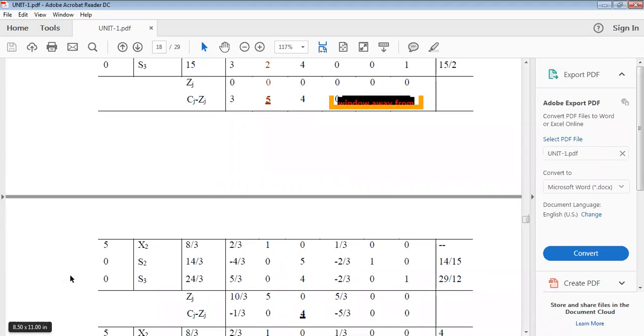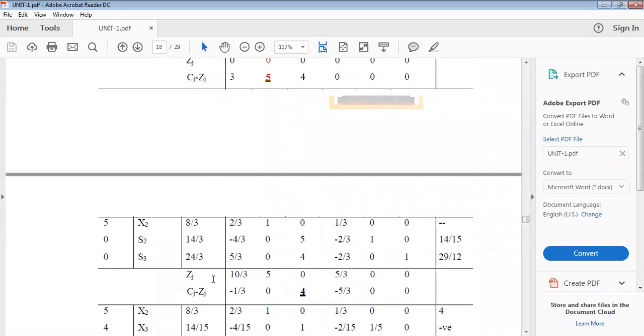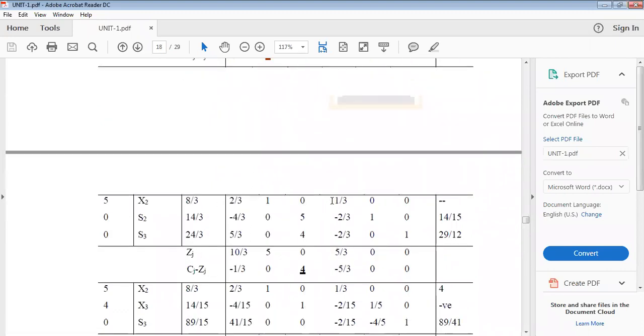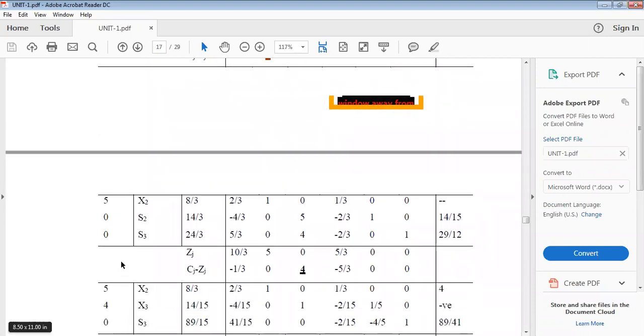Similarly, new row 3 is equal to old row 3 minus again 2 into new row 1. Minus 2 into new row 1 means you have to multiply by 2 and carry out the iteration. Here you have to write new row 3 is equal to old row 3, so this is the old row 3, minus 2 into new R1. So this is the new R1, and you are going to consider this as new R1.